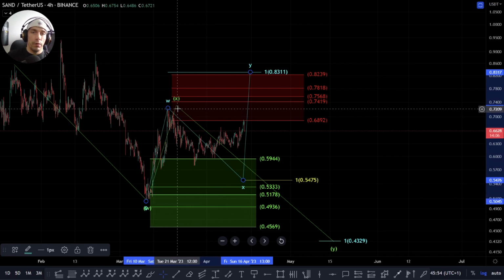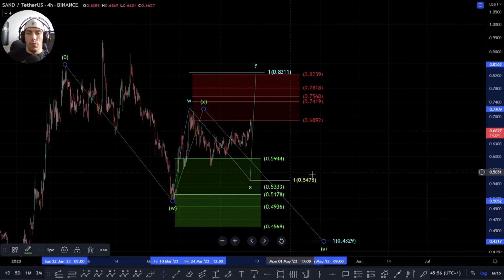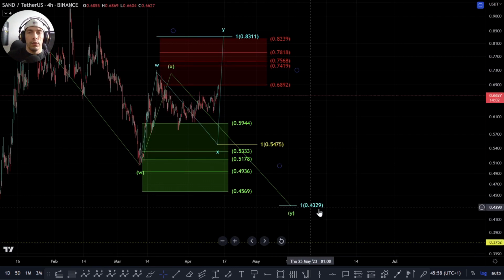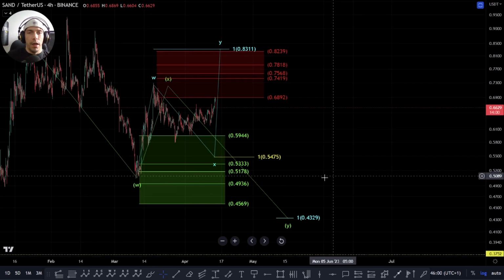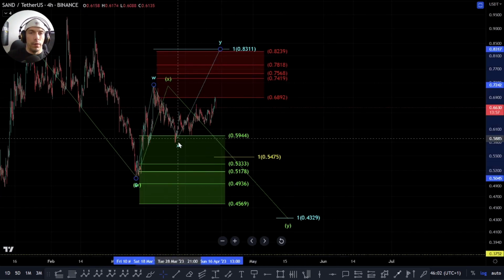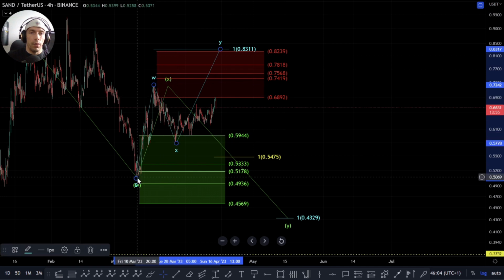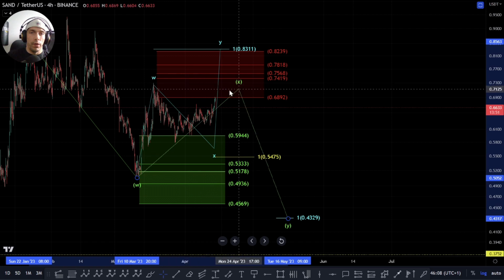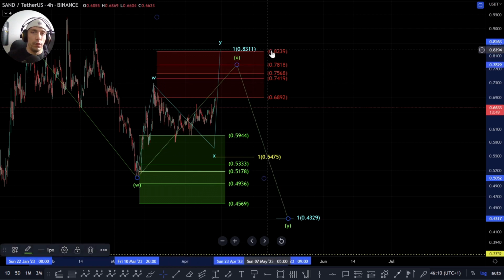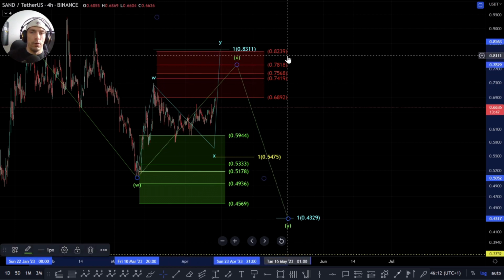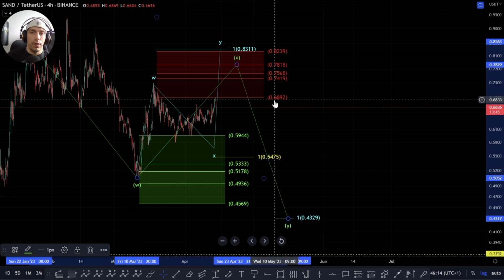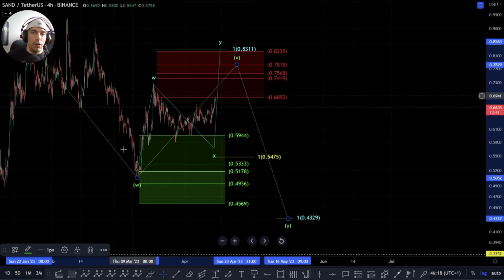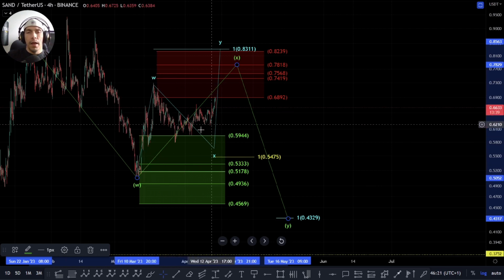However, within this one, because I'm looking for that possibility of this green WXY down here towards this 43.29, what I'm looking out for within the current structure we have is that potentially we could still be in a X wave where this actually comes out further, and we still look to find a rejection in the zone of this 82.39 to this 68.92, and we just have a bigger messy corrective structure developing here.